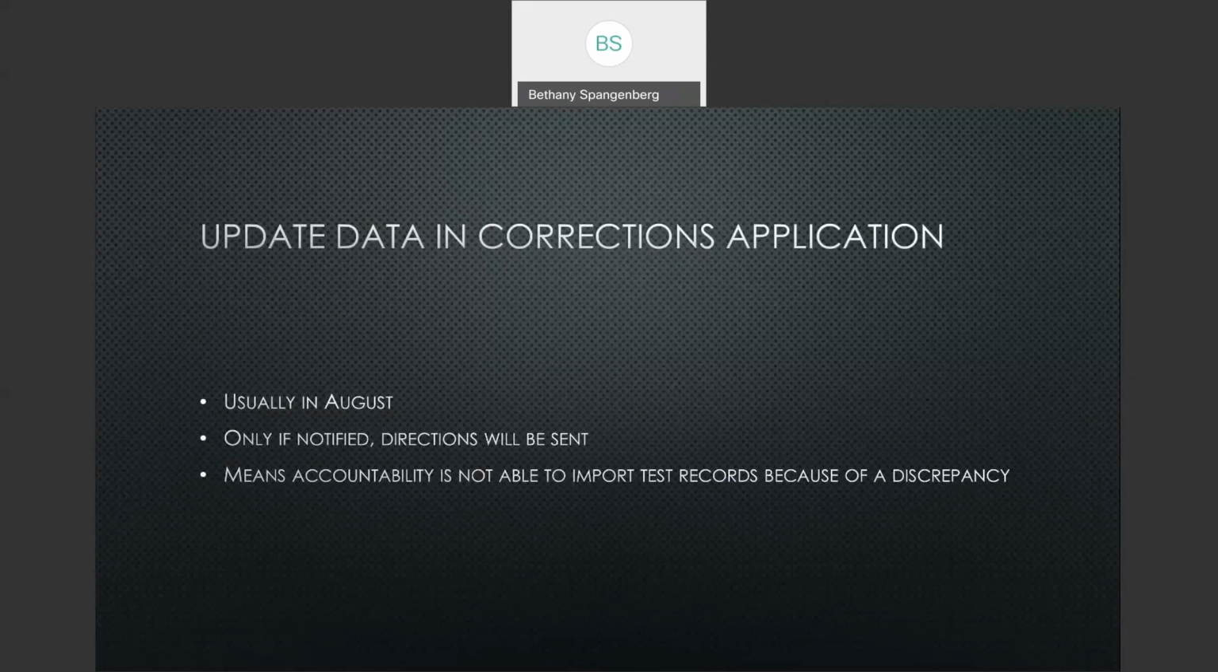If notified, update data in the MSAA corrections application. This is usually in August when accountability is importing results to their systems. If a student is in the corrections application, this means that the student test record cannot be imported by the accountability team because of a discrepancy in the student records. There are usually only a dozen or 2 students in the application, so many AATCs will not need to complete this task. AATCs will only be notified if a record needs to be corrected. Complete instructions will accompany the notification.